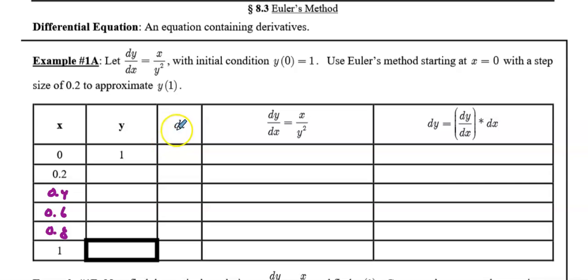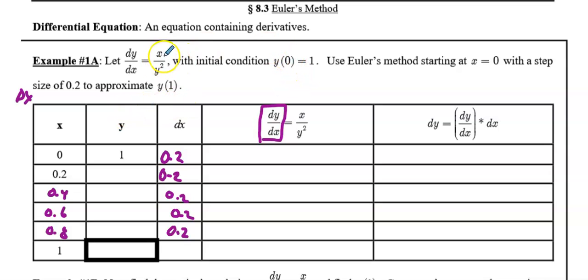This third column is going to be your dx. Your dx is your step size, so it's going to be 0.2, 0.2, 0.2, 0.2, 0.2. We won't have to do anything in this last row. And then we want to solve the differential equation. So this is what I put in my fourth column. It's just dy/dx. We can see that in this problem, dy/dx is x over y squared.